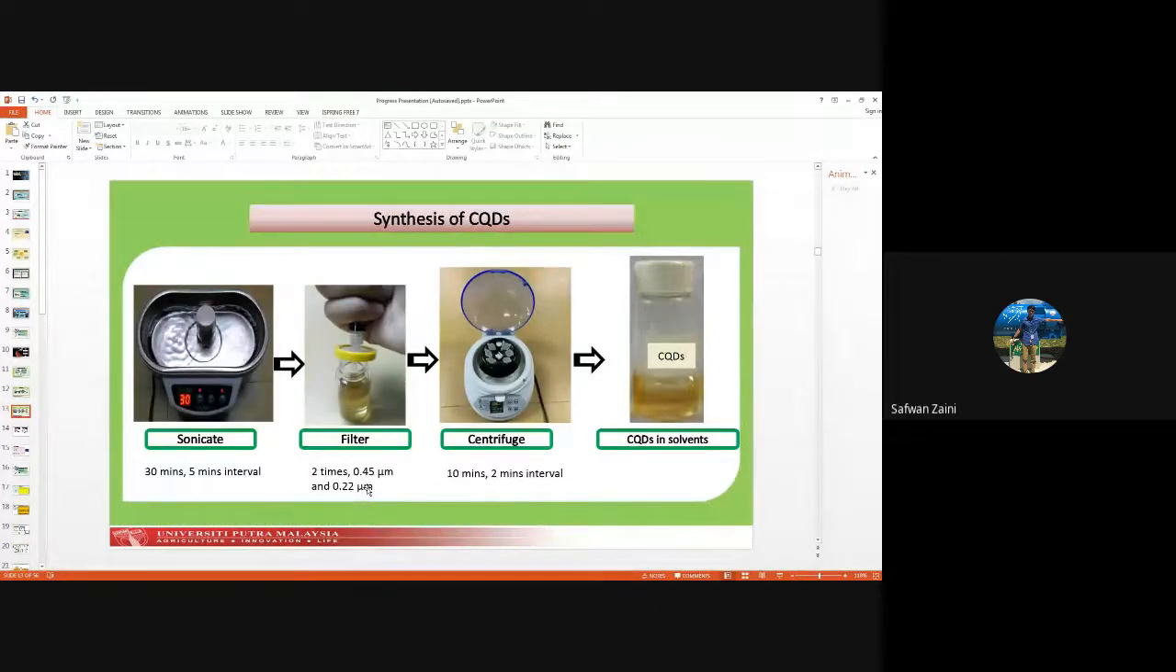After that, we sonicate it for around 30 minutes with 5-minute intervals, and then filter it with 2 types of filter, which are a 0.45 micrometer filter and a 0.22 micrometer filter. Then we centrifuge it for around 10 minutes with 2-minute intervals. The final product is a yellowish solution of the carbon dots in different solvents.